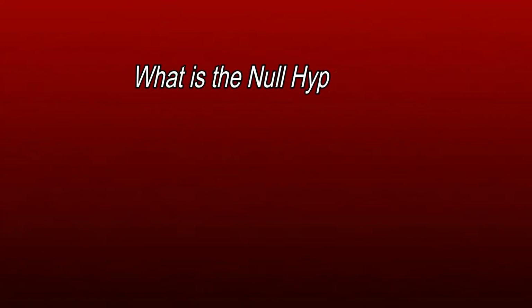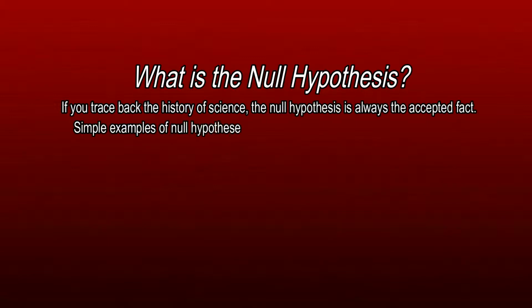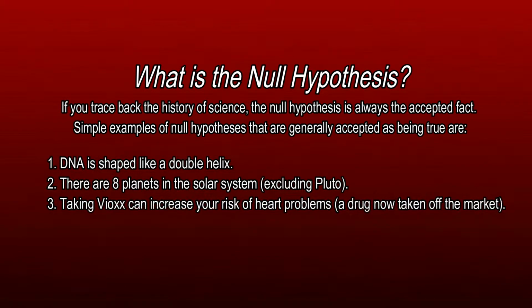What is null hypothesis? If you trace back the history of science, the null hypothesis is always the accepted fact. Simple examples of null hypothesis that are generally accepted as being true are: number 1, DNA is shaped like a double helix. Number 2, there are 8 planets in the solar system, excluding Pluto. Number 3, taking Vioxx can increase the risk of heart problems, a drug now taken off the market.